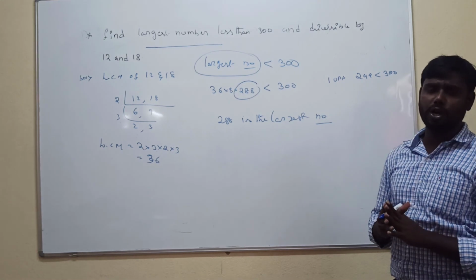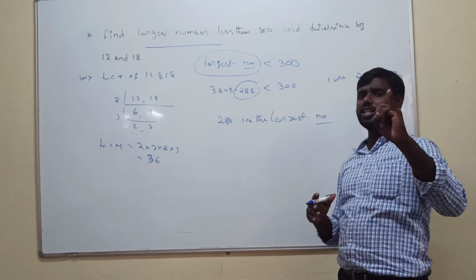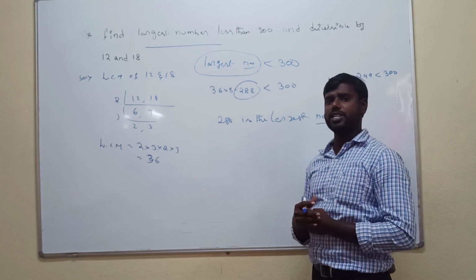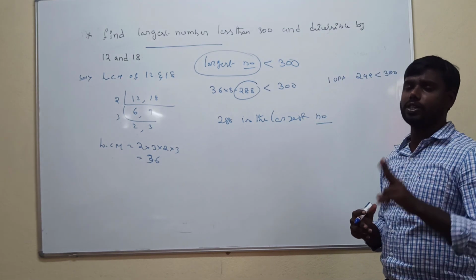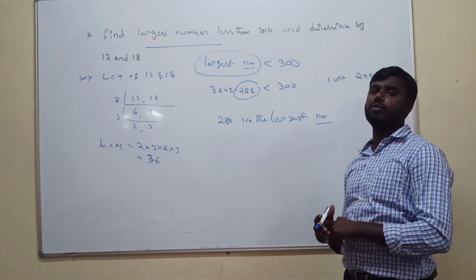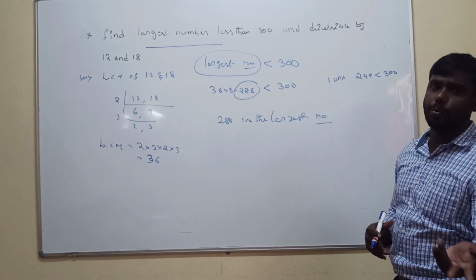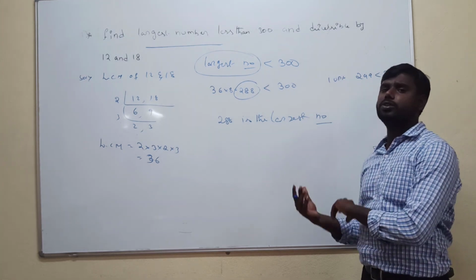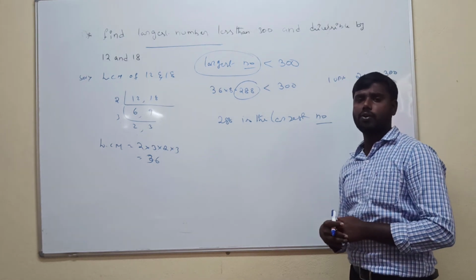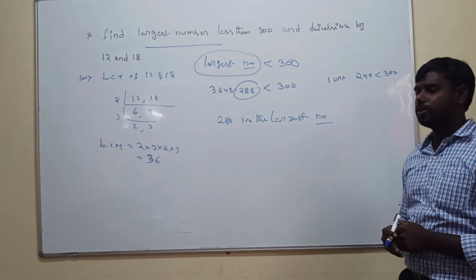This chapter also has only two methods. There are two methods for LCM: one is the prime factor method, the second is the division method. One more method is HCF, which also has two methods, the same prime factor method and division method. Okay, did everyone understand this chapter? It is clear. Thank you to all.